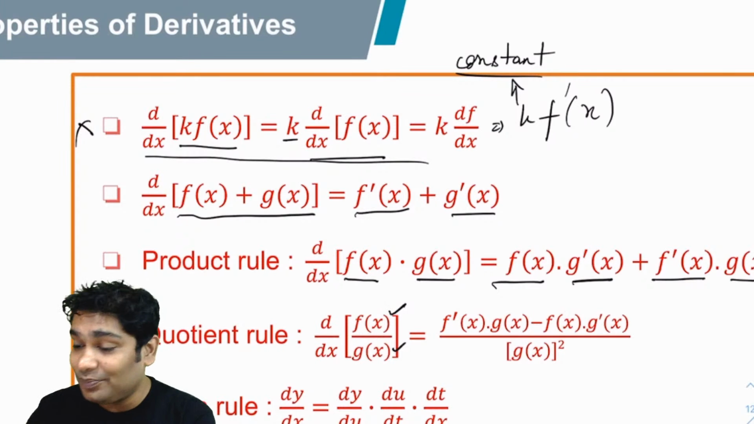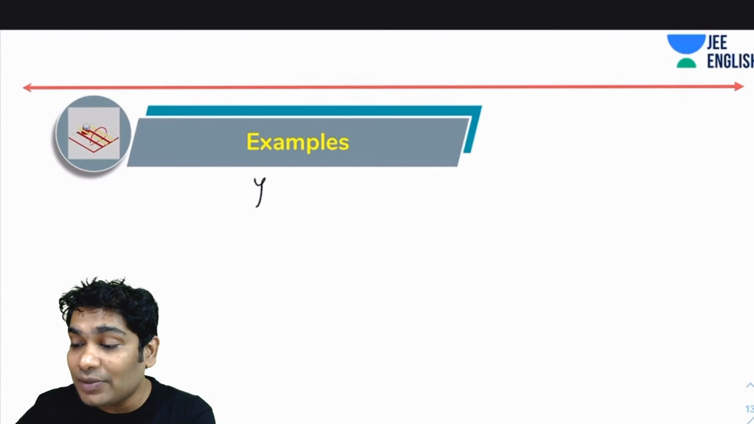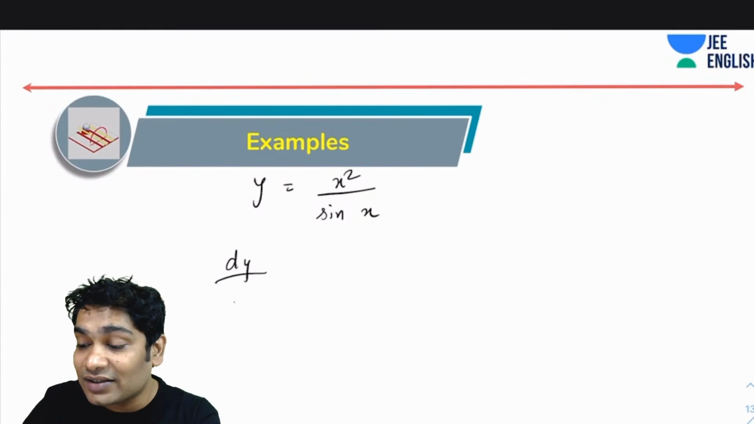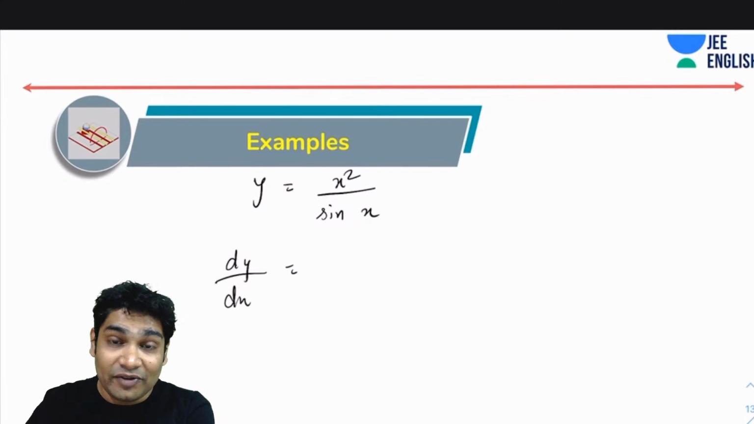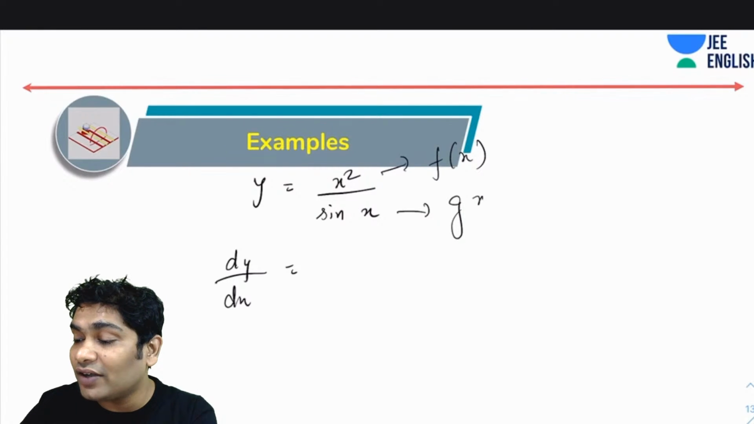So let's take an example, like the last one. Let's imagine what happens if my y was defined as x square over sine x. Now how do I get the derivative of this? So dy over dx. The first term, if you remember, was f dash x. So this becomes my f(x) and this becomes my g(x).